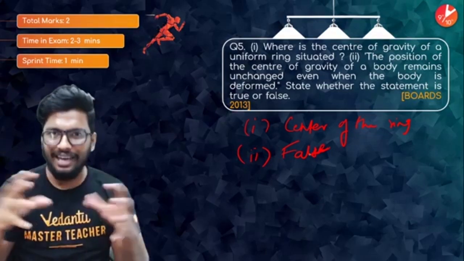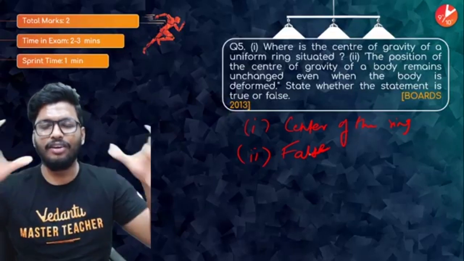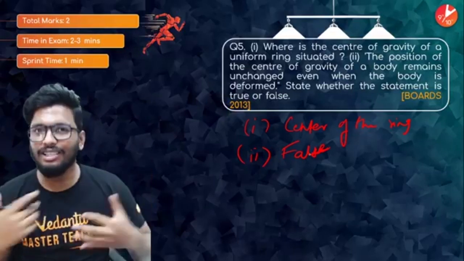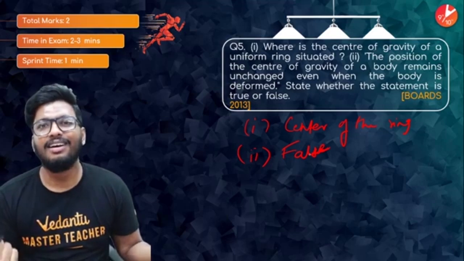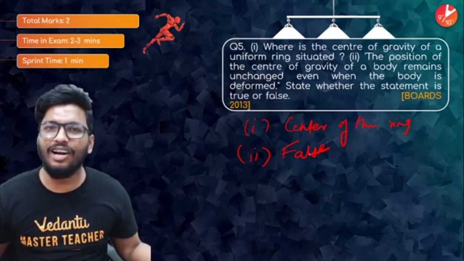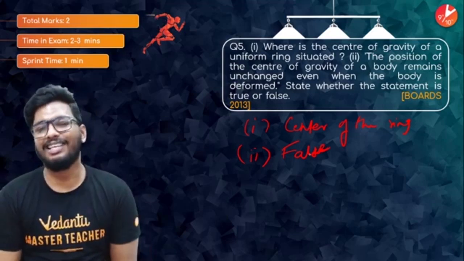So if the shape gets deformed, like, imagine you have a ring and you crush that ring, do you think the center of gravity will still be the center of that particular ring itself? No, it will not be, because it's deformed. So obviously that's not going to be the case.